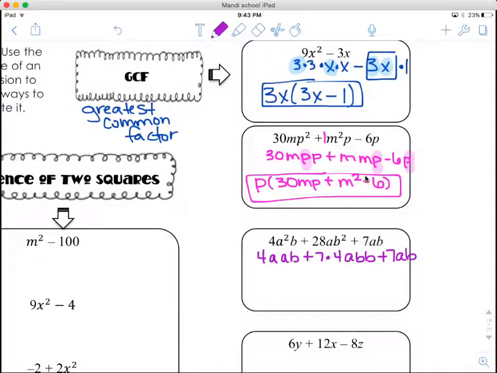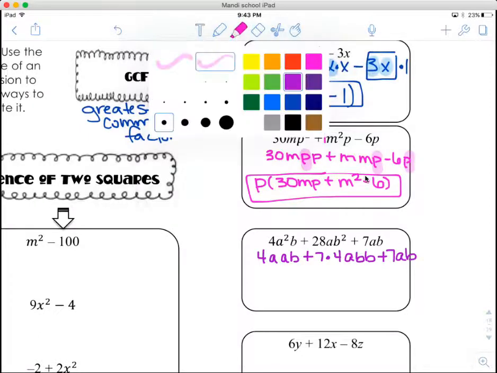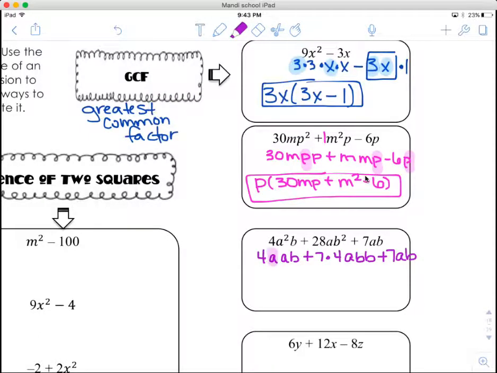Do each of the terms have a 4? No. Do each of the terms have a 7? No. Do each of the terms have an A? Yes. Do each of the terms have a B? Yes. So the only thing that we can factor out is an AB.